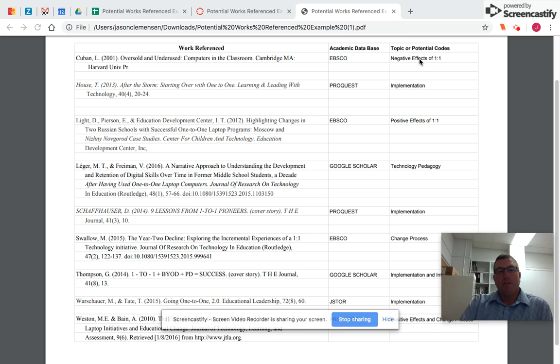So here, negative effects of one-to-one. I know if I'm in the place of my writing where I'm looking at the negative effects, I can go back and look through this article here, or through the implementation strategies, positive effects, pedagogy, different things like that. So however you've broken up your subtopics, or your areas that you want to look at, it'll be good to make sure you list those. That way, you can identify those as you begin your writing, and that'll help you through your writing process.